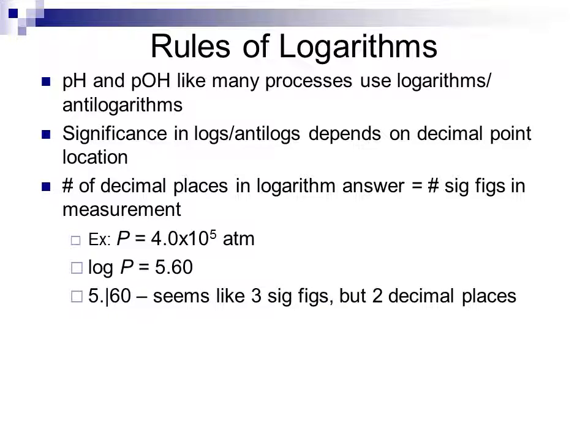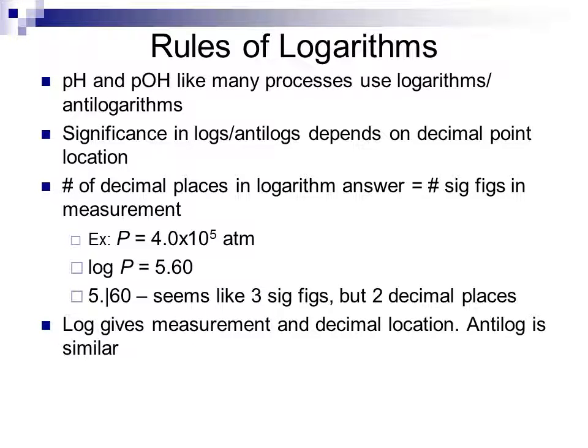5.60 seems like we should cut off at the wrong point. It looks like it's 3 significant figures instead of 2. However, we have a break at the decimal point. So between the 5 and the 6th is our break for the decimal. After that break, there are 2 digits. Those 2 digits, or 2 decimal places, reflect the 2 significant figures in the original measurement. A log will give a measurement and a decimal location.